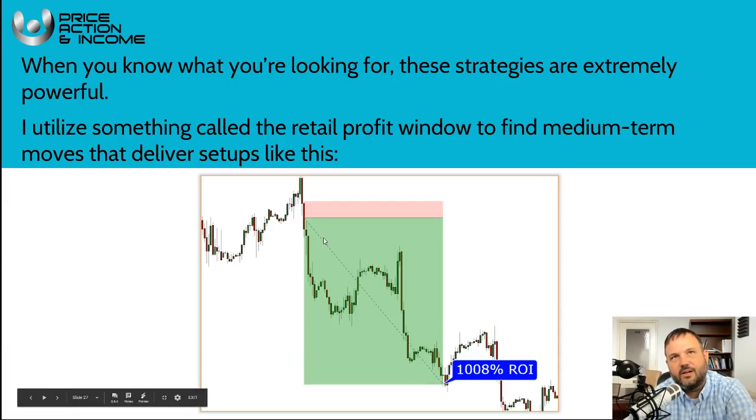Look at that stop right there. You see how tight that is versus the reward? If you can find trades like that, you only actually have to win about 20% of the time to be successful. Pretty powerful system.